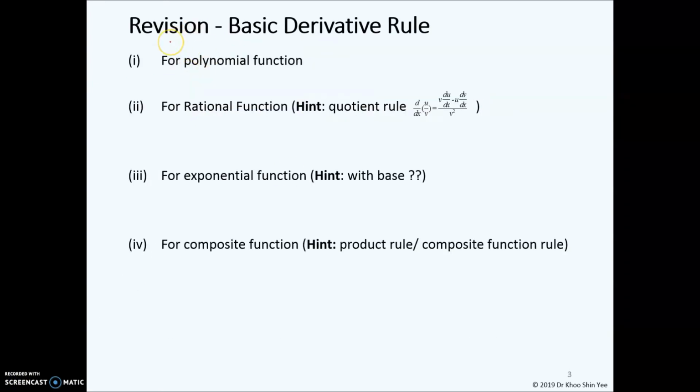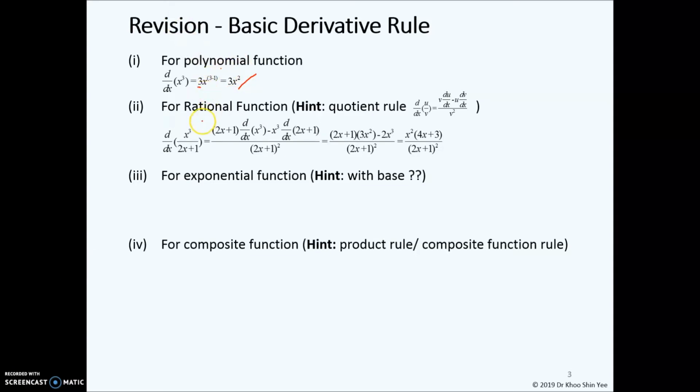Let's make some revision here for the basic derivative rule. You should be able to perform the differentiation for a polynomial like this. Let's say you have a polynomial x to the power of 3. When you differentiate, you multiply the power 3 in front to get the constant 3, and the power becomes 3 minus 1, which is 2. So this is how we perform the differentiation for a polynomial.